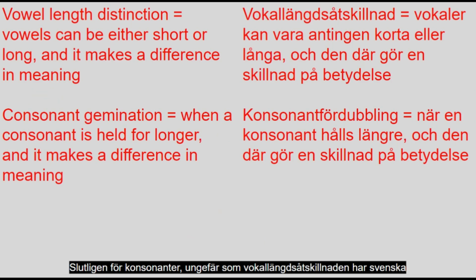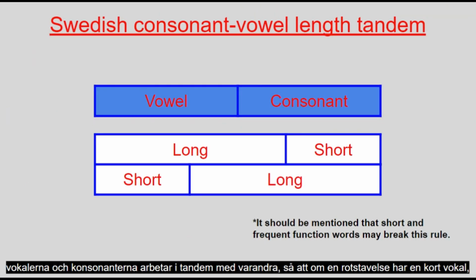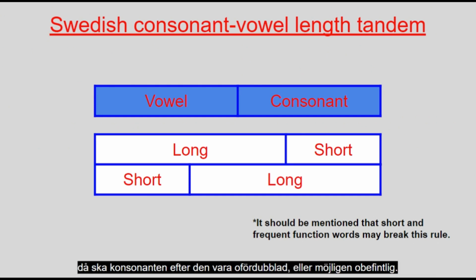Finally, for consonants, much like the vowel length distinction, Swedish has consonant gemination distinction for consonants at the end of the root. But it gets more interesting than that. The vowels and consonants work in tandem with each other so that if a root syllable has a short vowel, it'll have a geminated consonant after it, while if the vowel in the root syllable is long, then the consonant after it will be ungeminated or possibly non-existent.